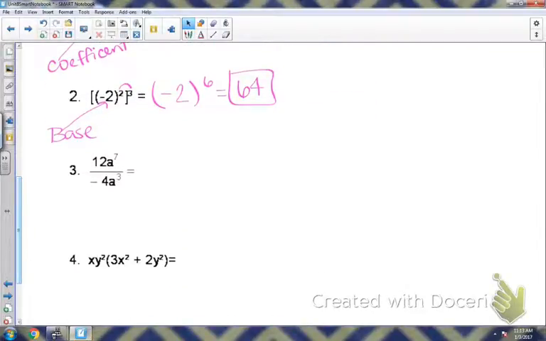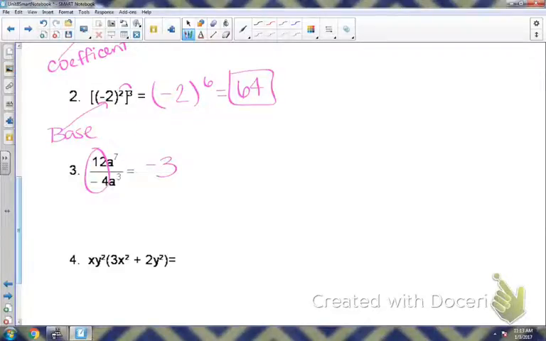All right, notice on 3, we are dividing. Look at your 12 and your -4. Those are both coefficients, not bases, because there's not an exponent right after that base. Okay, that's a coefficient. So we're going to go ahead and divide those coefficients. 12 divided by -4 is a -3.